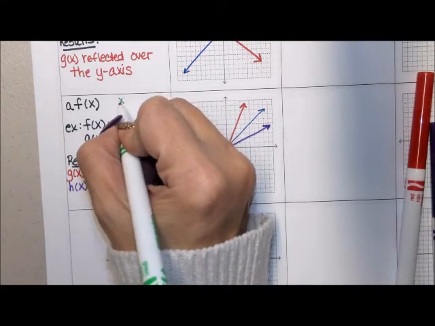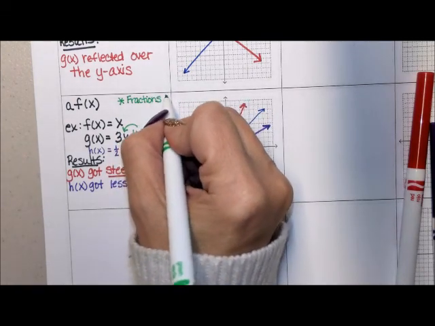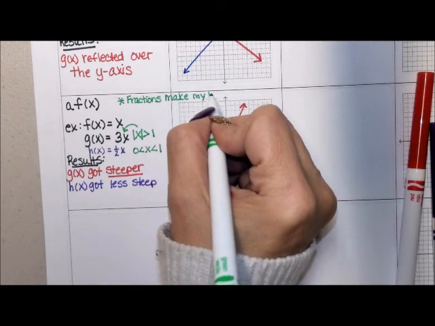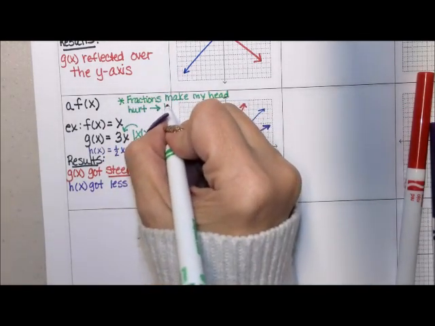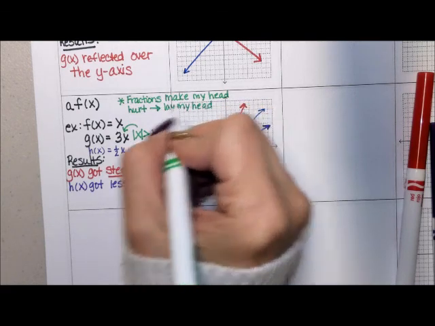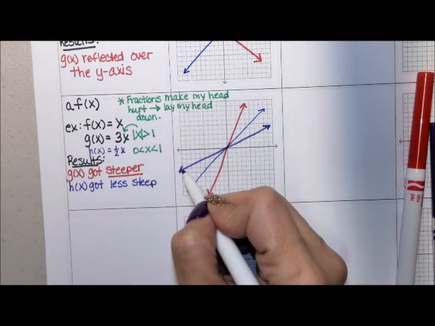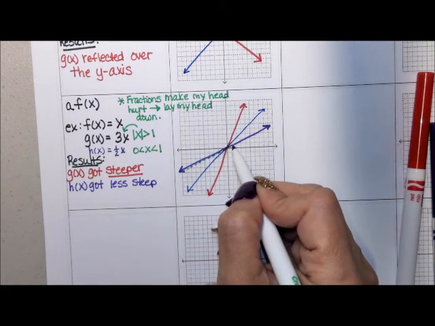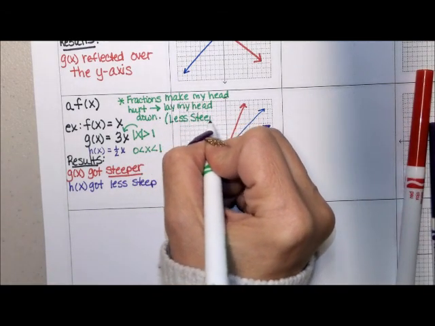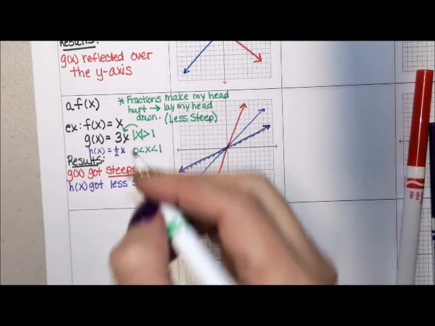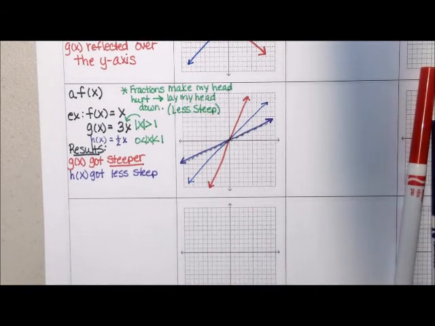Here's how I remember it. Fractions make my head hurt, and they make me want to lay my head down. If I'm laying my head down, I am getting less steep. So I'm going to put less steep. That's how I remember it. Fractions make my head hurt. And we may want to go ahead and put the absolute value right here too. Some of you may be like, I'm not sure I'm following that absolute value part. Ask me about it in class and I'll go back over that.